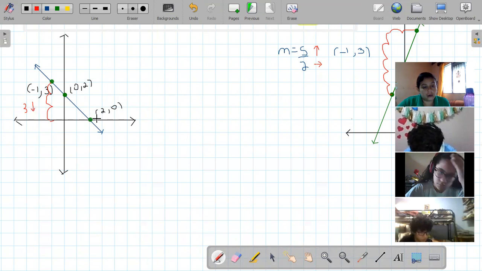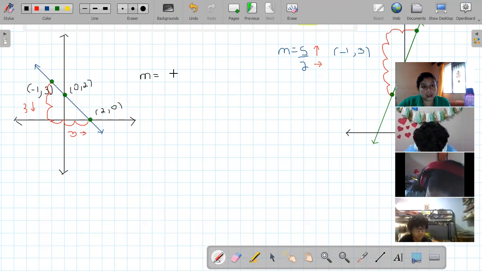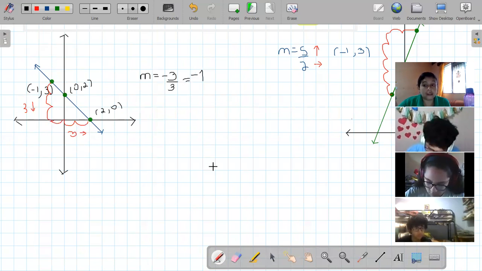Now, how many do I go all the way to my point? I go 1, 2, 3. 3 to the right. Okay, so I write my slope. My rise is 3 and it goes down, so it has to be negative, over my run is 3 and it goes to the right, so it has to be positive. I simplify that, -3 over 3, that is? -1, very good. Now I have my slope.